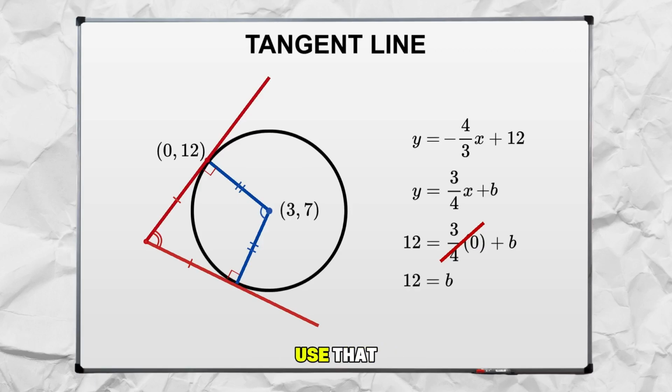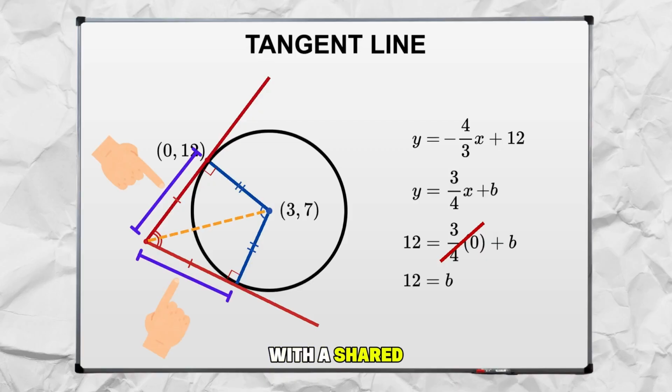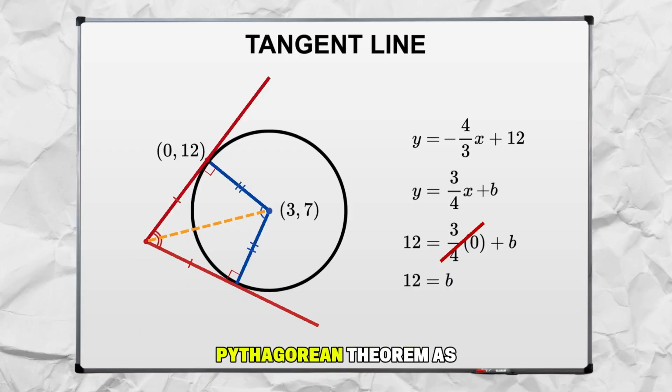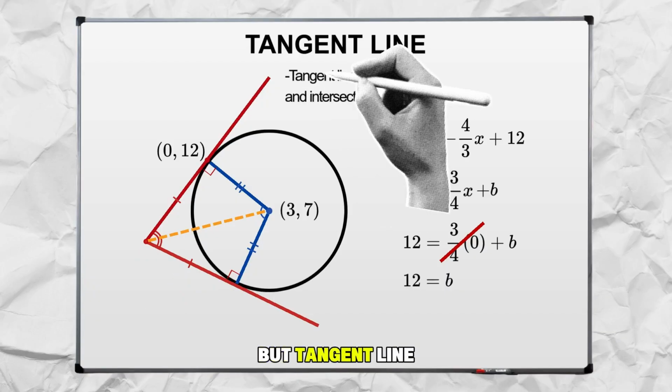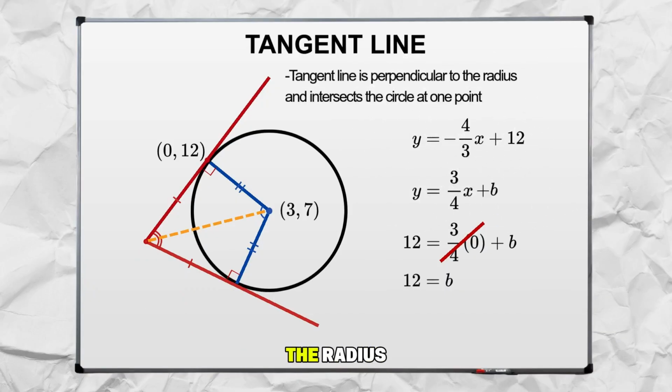You may or may not need to use that, but the important idea is that we create an isosceles shape some way, shape, or form. We also could think about this as a triangle with a shared hypotenuse. You can leverage Pythagorean theorem as needed for that, but tangent line is perpendicular to the radius and intersects the circle at one point. Those are the most important things for tangent line.